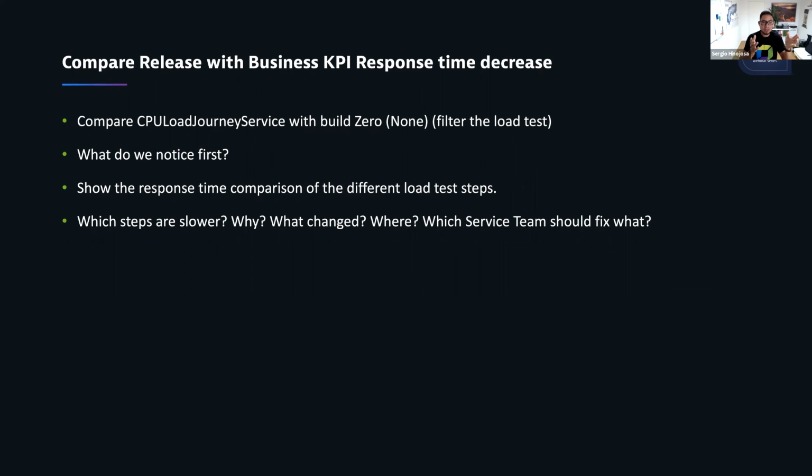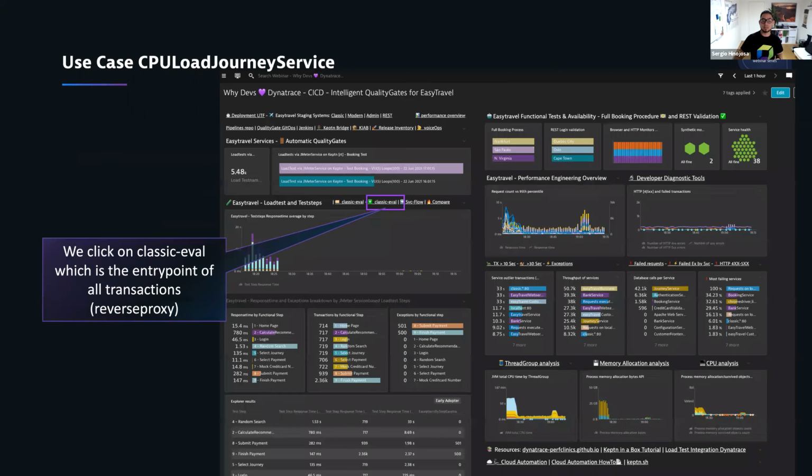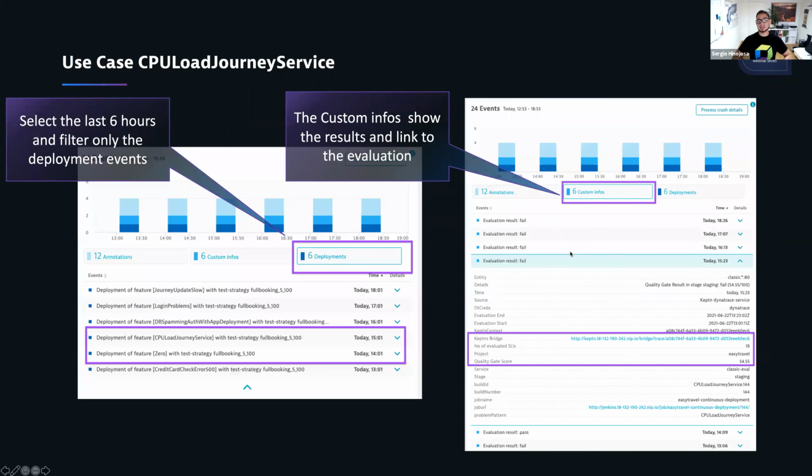So what are we gonna notice? We're gonna show the response time of the different test steps, which is the key functionality of our application, and to see what changed and notify the team, right? So one way to do this is clicking on the classic eval, and we're gonna see the deployment events, right? As we saw in episode 2, Dynatrace is getting all this information and the links to all the systems, right?